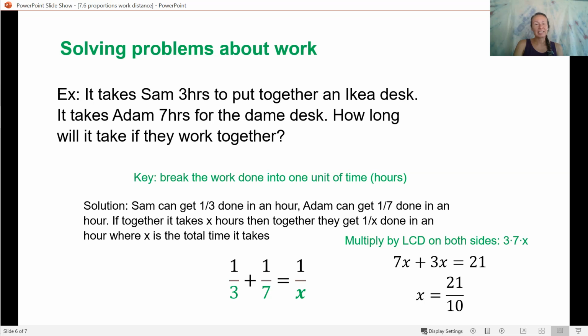Okay. But the key part of this is to realize you have a work problem, and then to remember this really cool solution method where you break the work done into 1 unit of time. Okay. And so you can show the fraction of the work completed in an hour by each person is going to equal the fraction of the work completed in the total time it's going to take them together. Definitely, if you want to pause that one and come back to the solution and really understand how that solution works, you can do that.